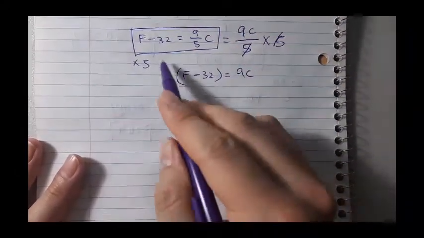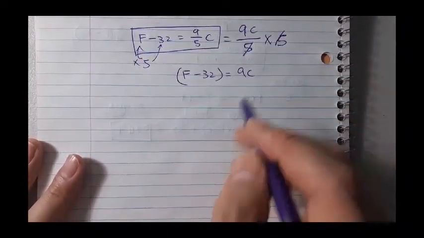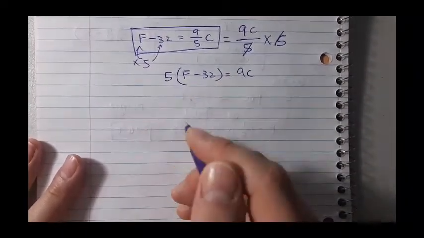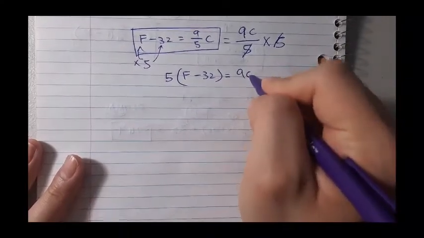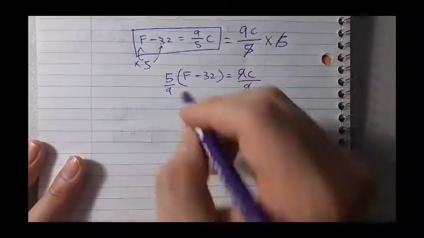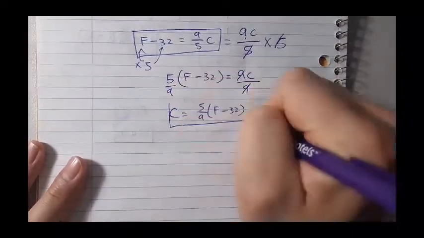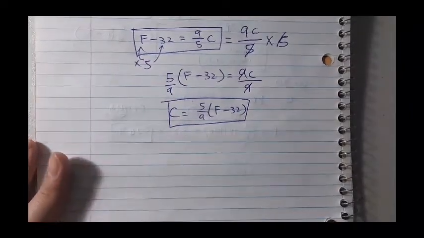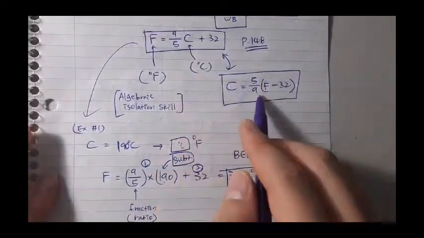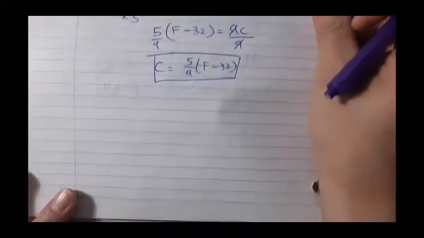This is a common mistake. Some people just put 5F. But remember, the 5 should be distributed equally. So 5 goes outside of the bracket, and F minus 32 is what's inside. Same thing, 9C means multiplication, so divide by 9. Divided by 9. So C is equal to 5 over 9 times (F minus 32). That's what's happening, and that is what you shall see on a previous page over here: 5 over 9 and F minus 32 inside of the bracket.